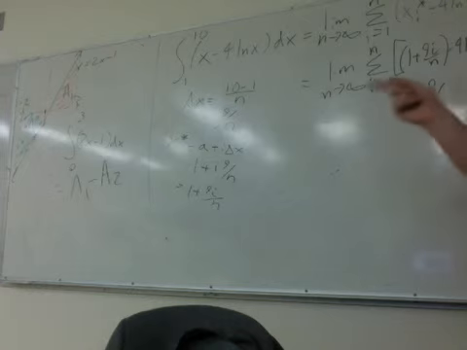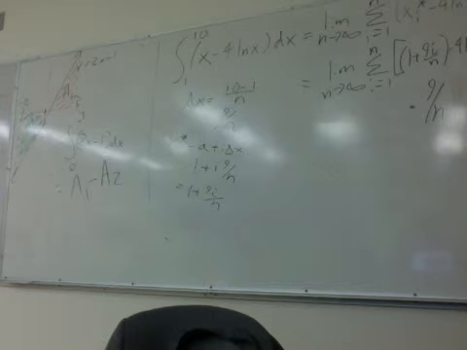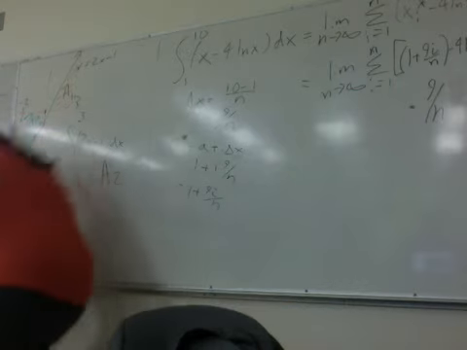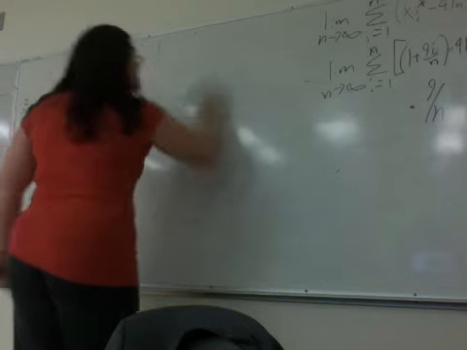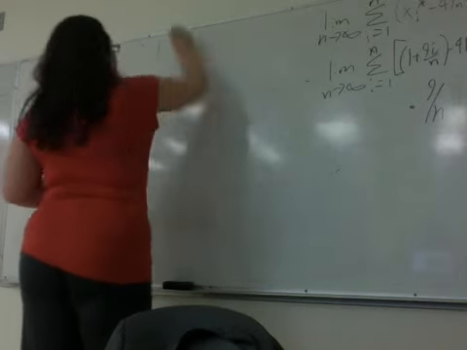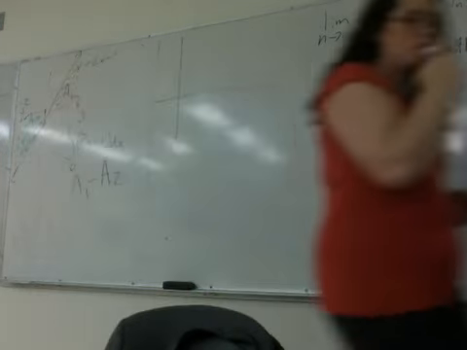So example 5 is from page 383 of the text. There is a picture, and we're using it to calculate the area. And the picture looks like this.